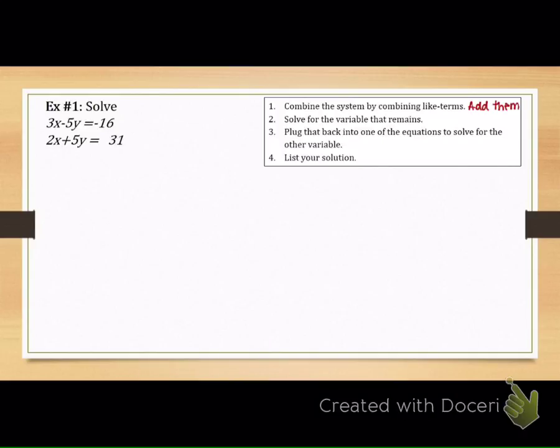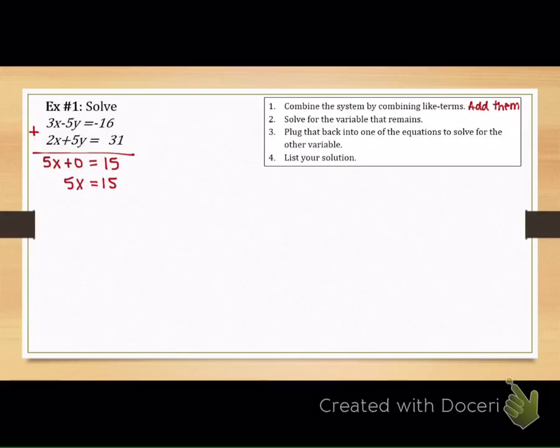So all we're going to do here is put an addition sign here, a little line there, and we're going to add. 3x plus 2x is 5x. Negative 5y plus 5y is 0. Negative 16 plus 31 is 15. So we have 5x equals 15. So once you've added them together, all you have to do is solve for the variable. In this case, we're solving for x.